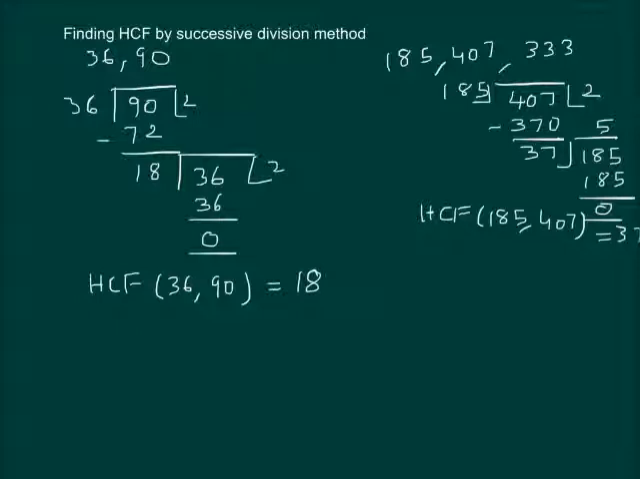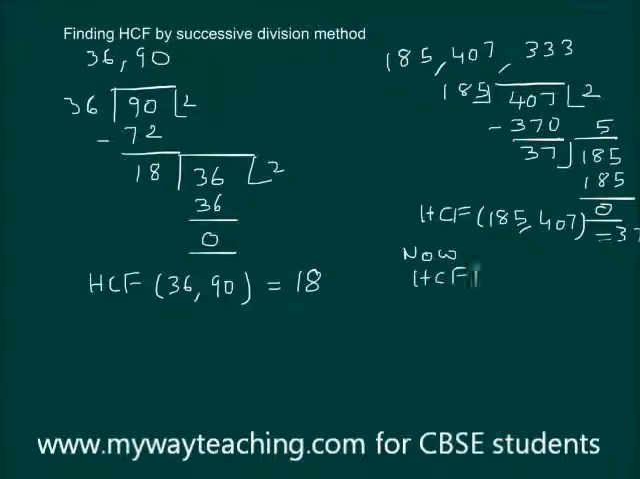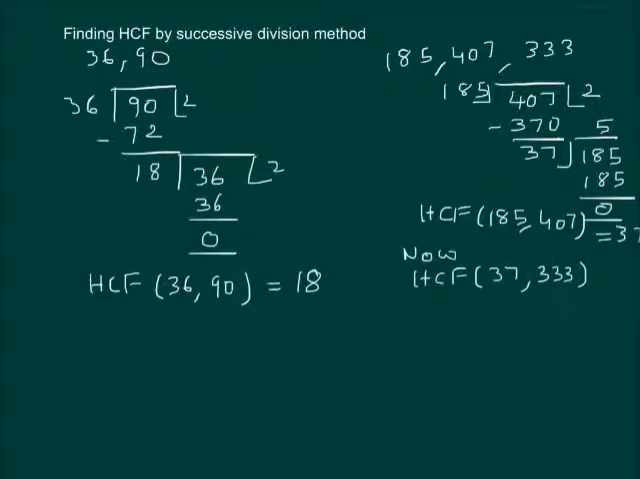Now find HCF of 37 and the third number. Again follow the same procedure till we get remainder 0.